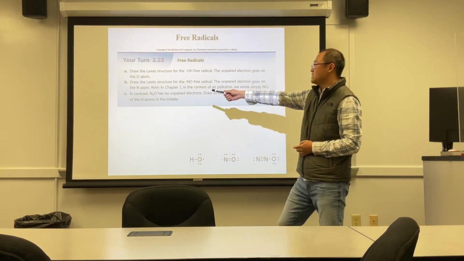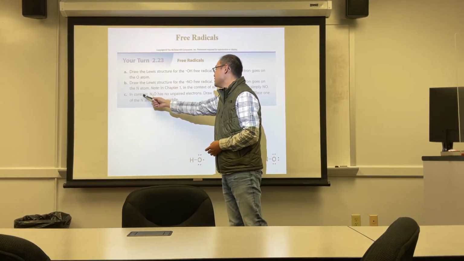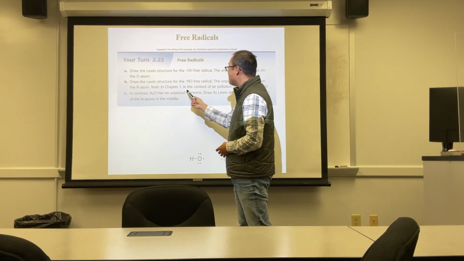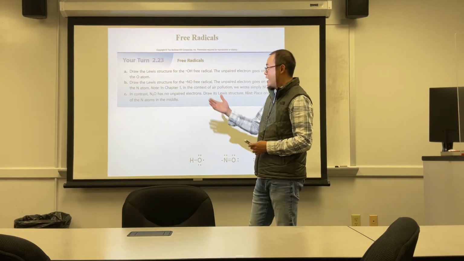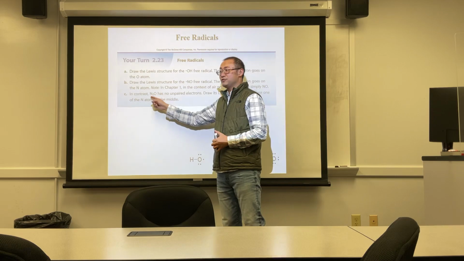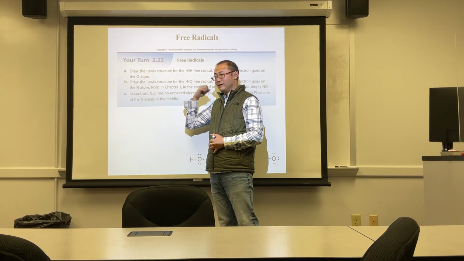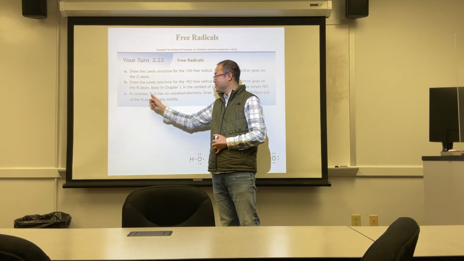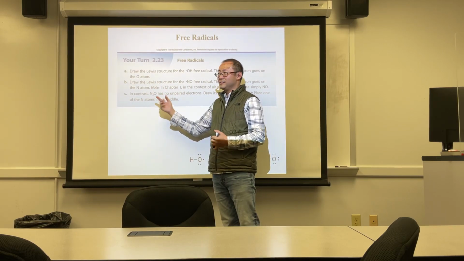In contrast, NO2 has no unpaired electrons. Why is that? It's an even number. Because you have 2 nitrogen, right? One nitrogen has 5. So 2 nitrogen is 10 plus 6 is 16.